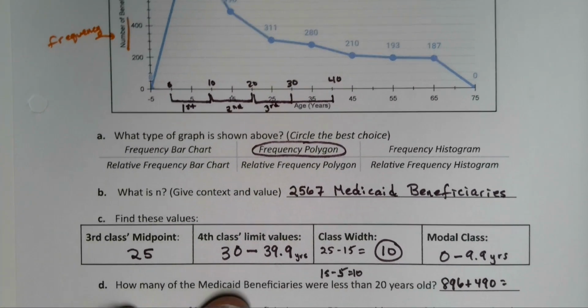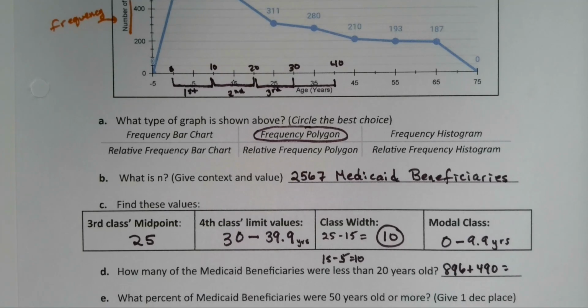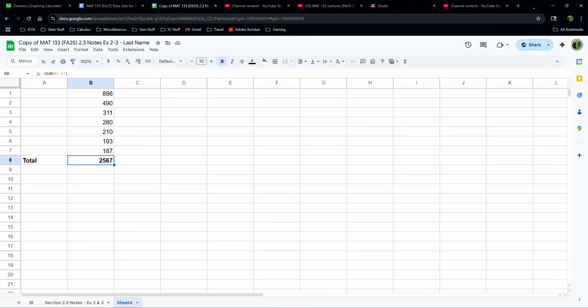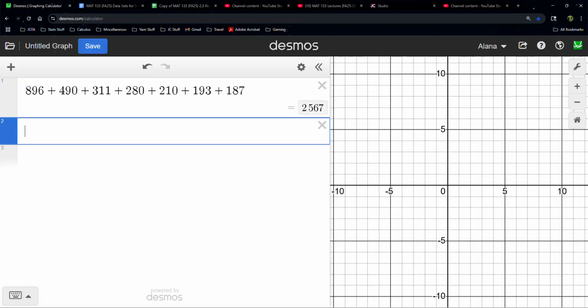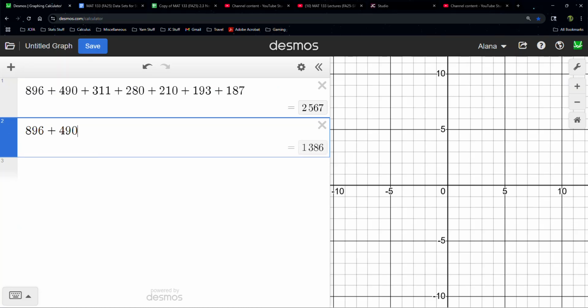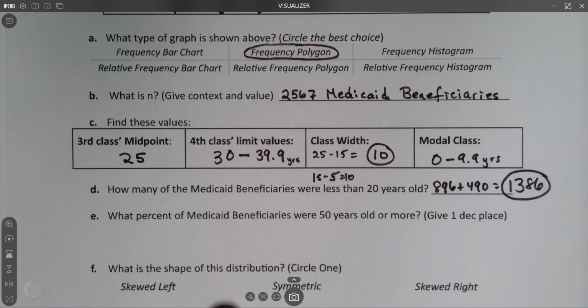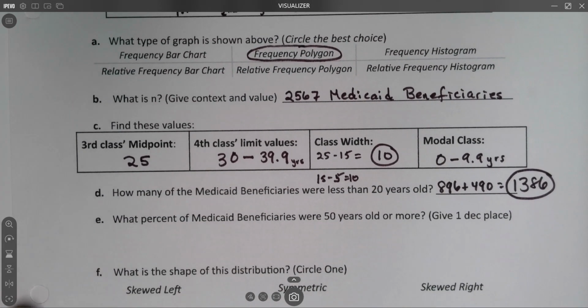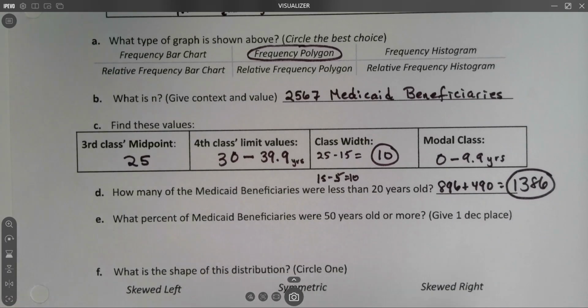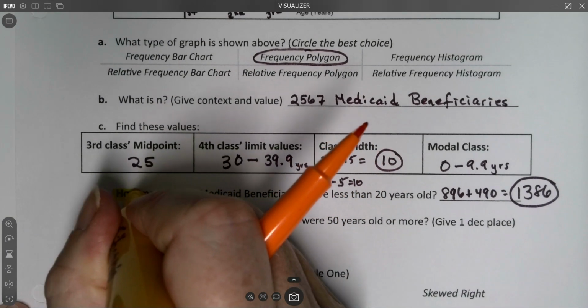would get us. Now, again, if you have a spreadsheet program and you've typed them in, you can actually just highlight them, and in the bottom corner it tells you what they are, 1386. Or you could use your calculator and take 896 plus 490, and you'll still get 1386. So whichever way you want to do it, we get 1386. All right, that's a frequency question, right? Because it's asking how many. How many means we're going to add frequencies, which we did.